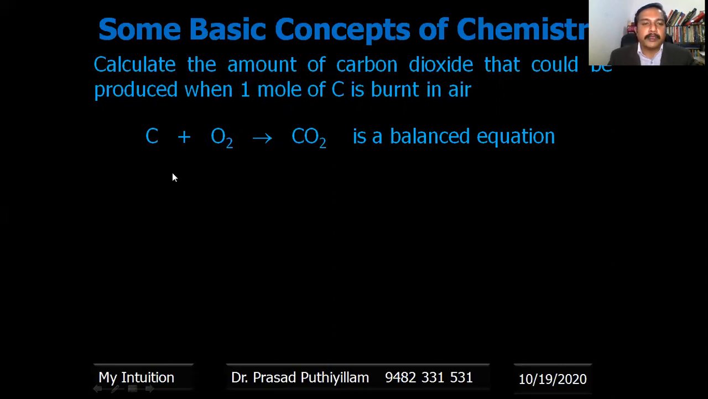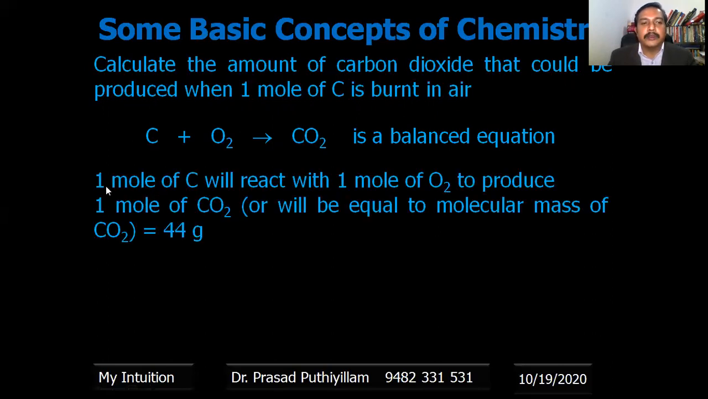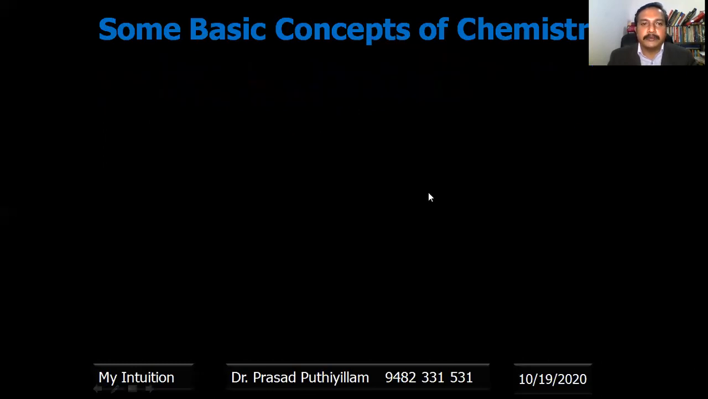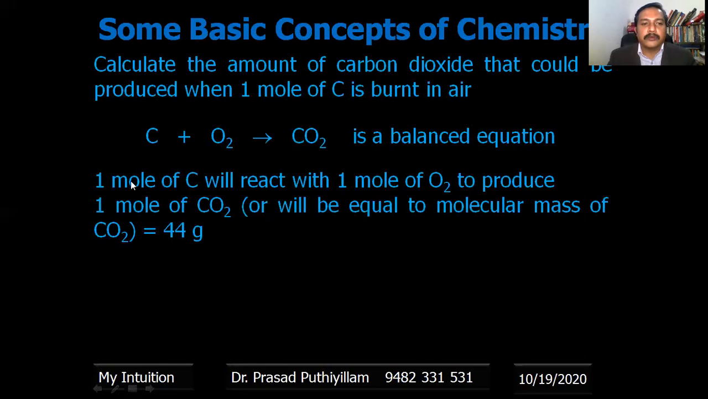Like that we can represent it in those ways. Therefore, it is very easy. So 1 mole of carbon will react with 1 mole of oxygen to produce 1 mole of carbon dioxide, that is 44 gram. The amount is asked, therefore we got 44 gram.